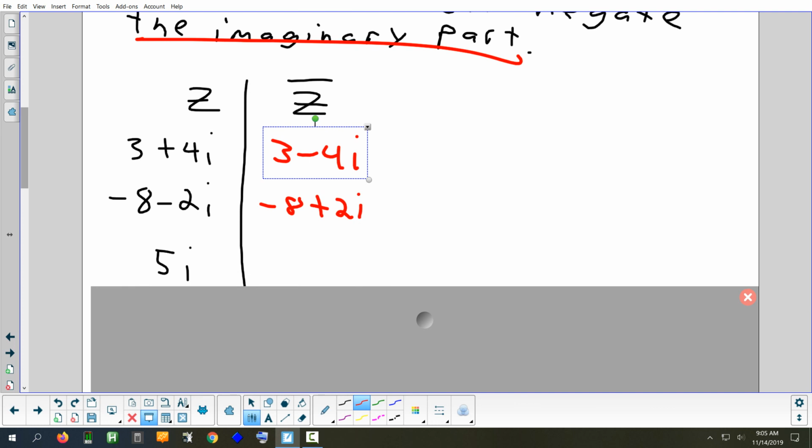How about 5i? Yeah, I feel like that one seems a little different. Just think of it like this. You don't have a real part, so think of the real part as 0 plus 5i. Okay? The conjugate is 0 minus 5i.